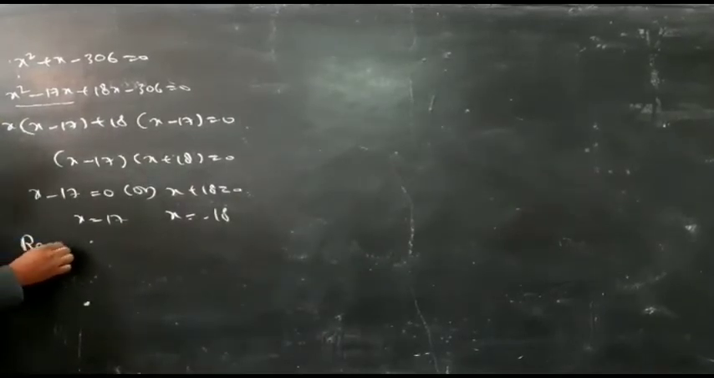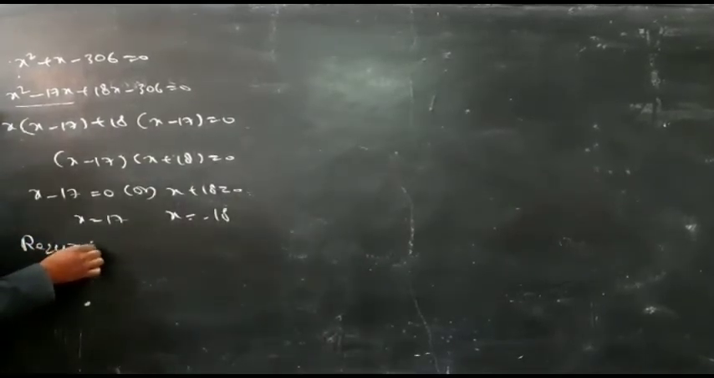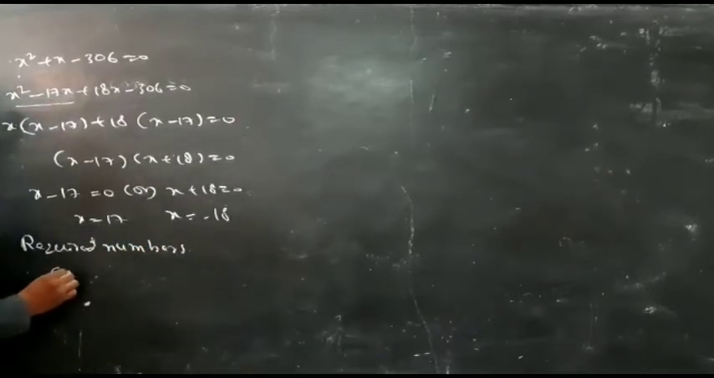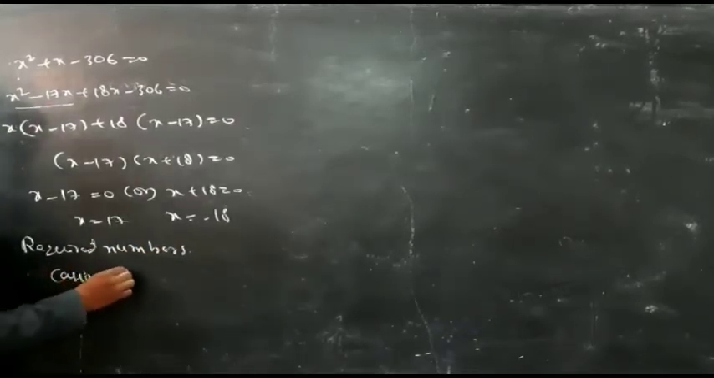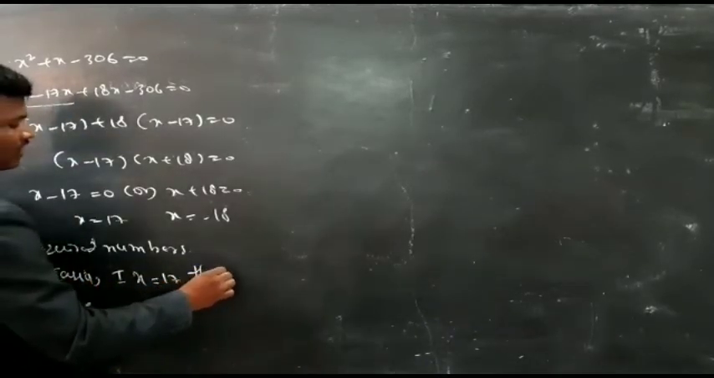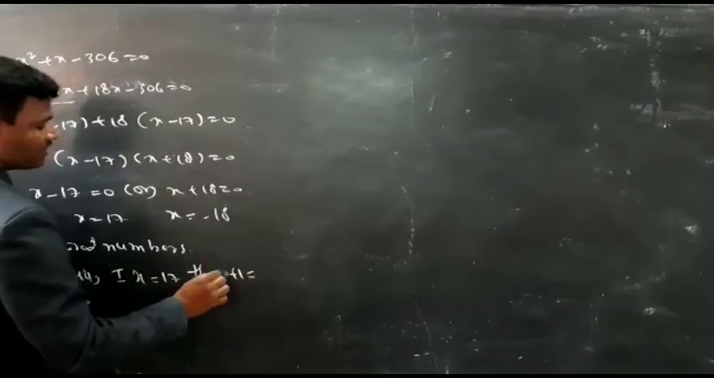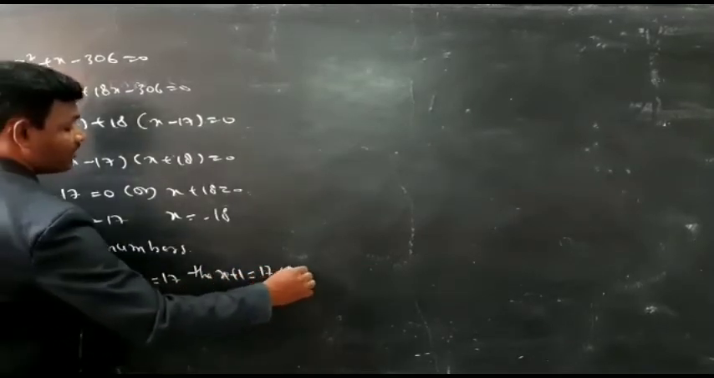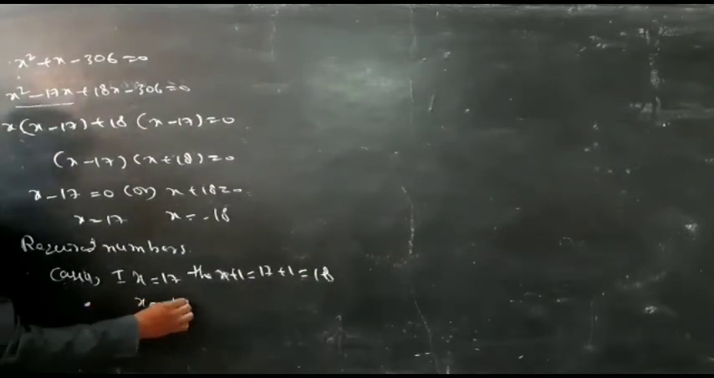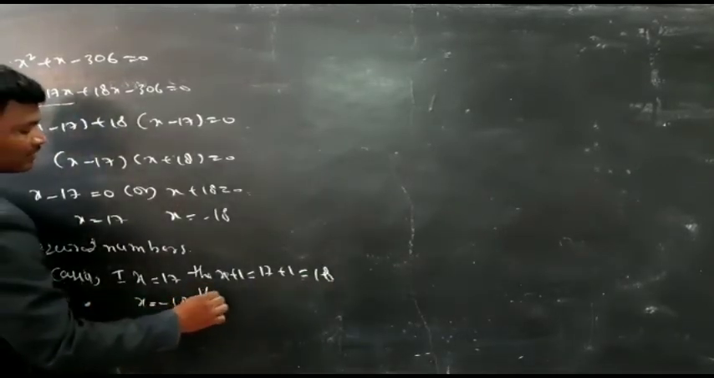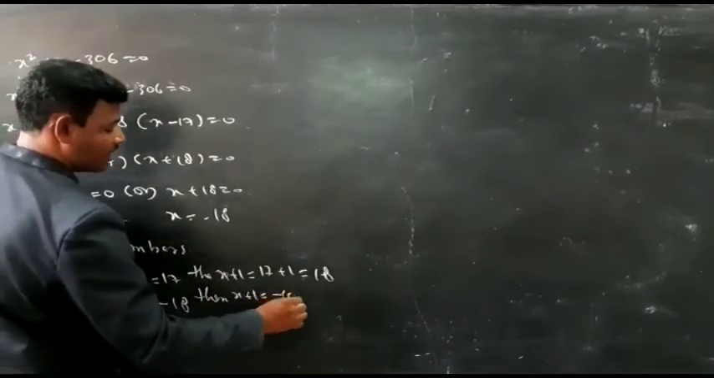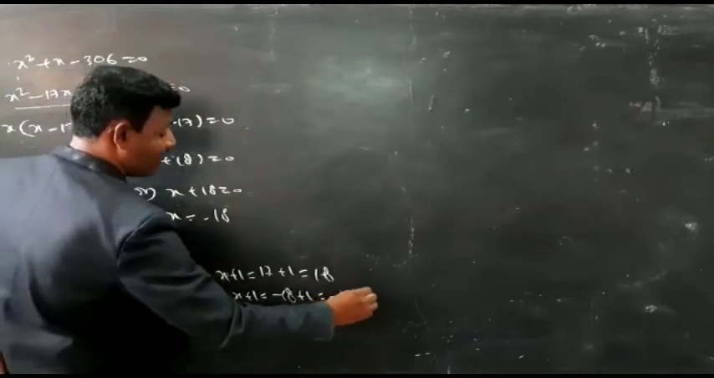Required numbers. Case 1: if x is equal to 17, then x plus 1 is equal to 17 plus 1 is equal to 18. Case 2: if x is equal to minus 18, then x plus 1 is equal to minus 18 plus 1 is equal to minus 17.